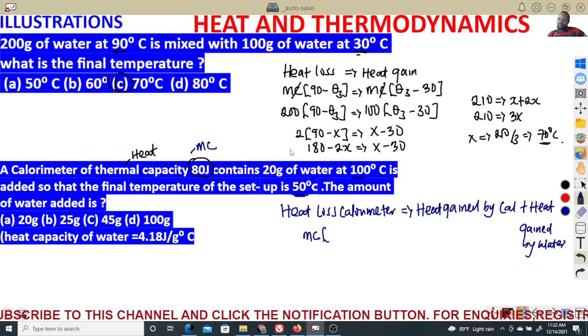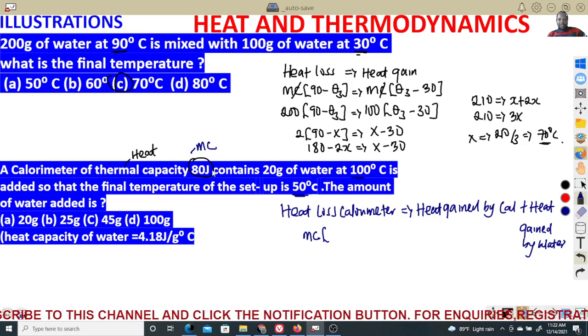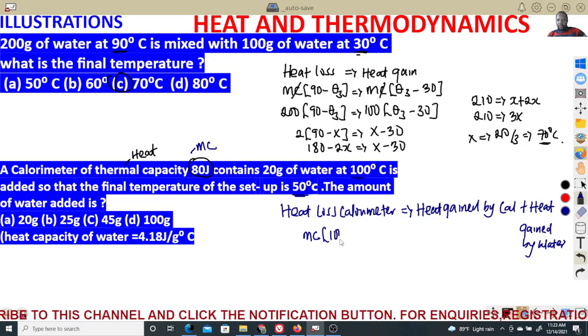You can see, which was not given. So we should know the temperature of this one. So if we say 100 minus 50, which is the first one, the initial temperature is 100, the final temperature is 50, that's 100 minus 50 here.